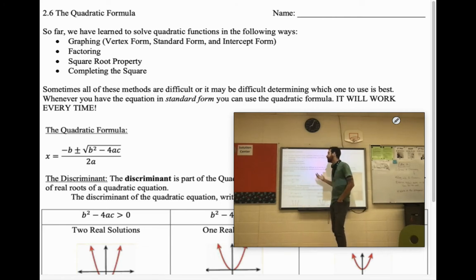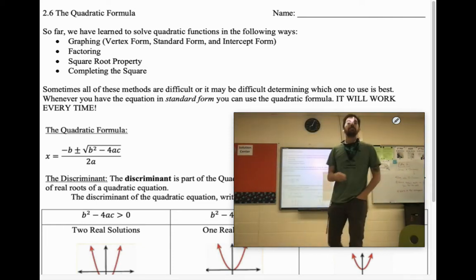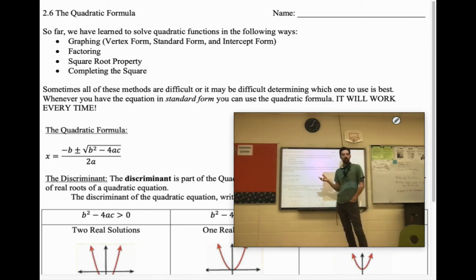We're going to learn another way with the quadratic formula, which I know you did in Algebra 1. And this works 100% of the time. And it's not terribly difficult. Your calculator does most of the heavy lifting for you if you'd like.